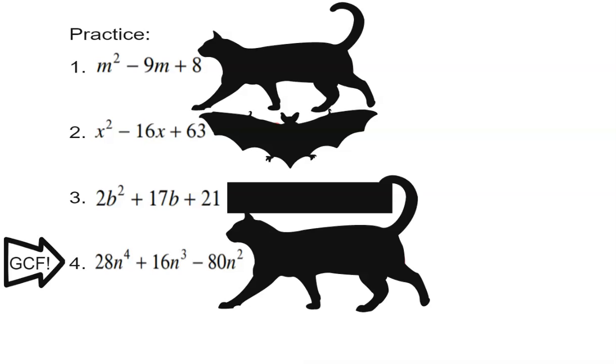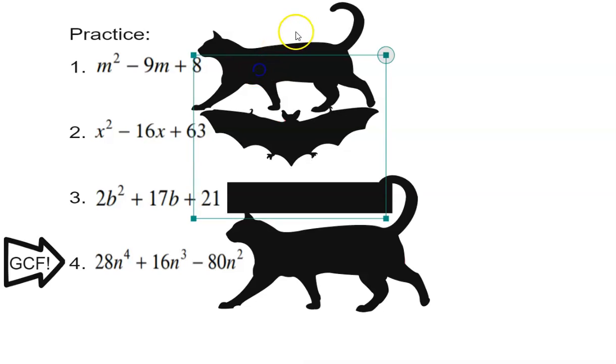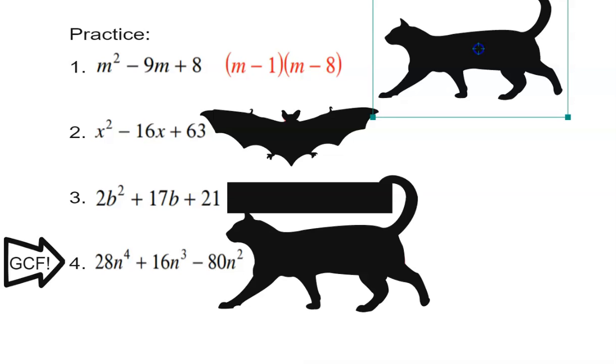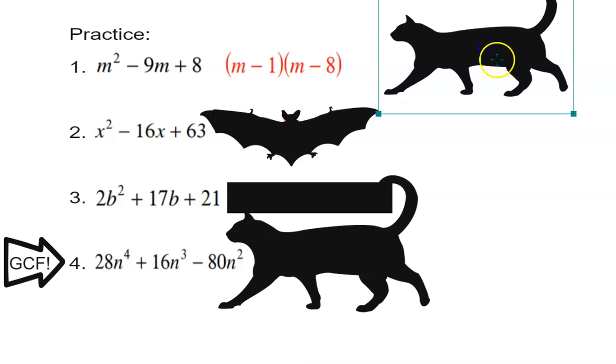Okay, guys, I hope that you were productive during that time. So now let's reveal the answers, okay? On number 1, m squared minus 9m plus 8. The answer is m minus 1 and m minus 8. Now, if you had these out of order, say you had m minus 8 first and then m minus 1, is it the same thing? Yes, it is the same thing. Remember multiplication, the order doesn't matter.